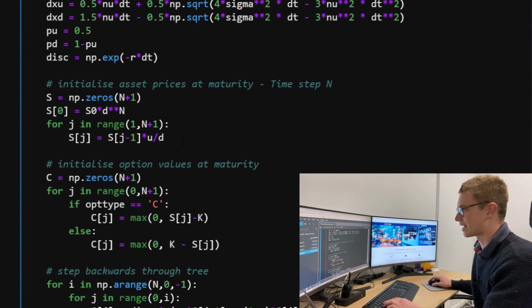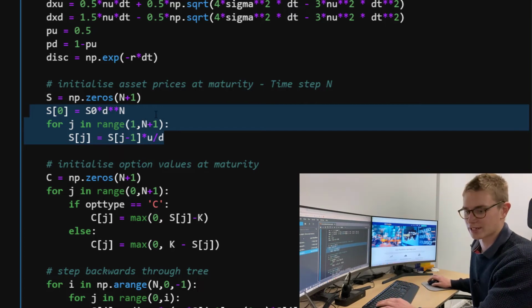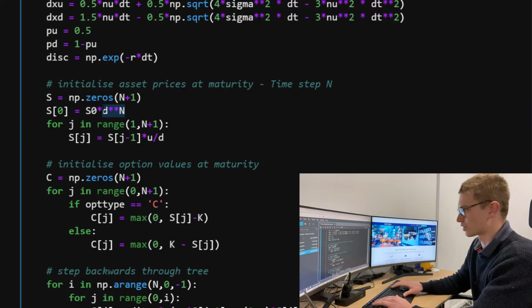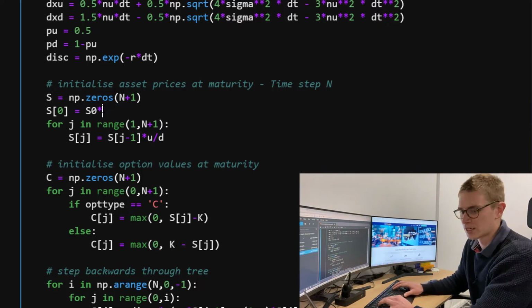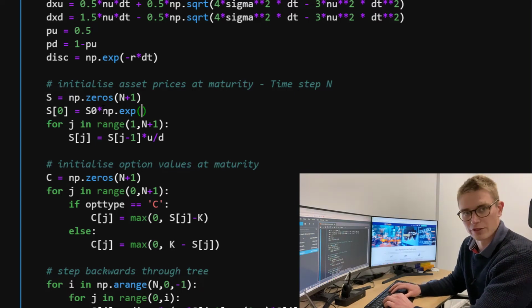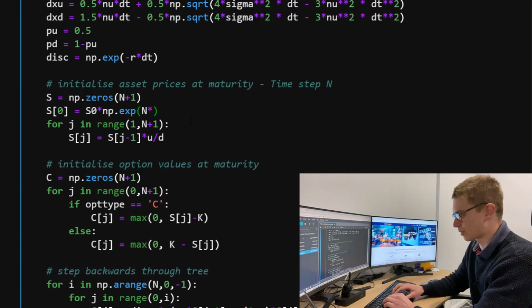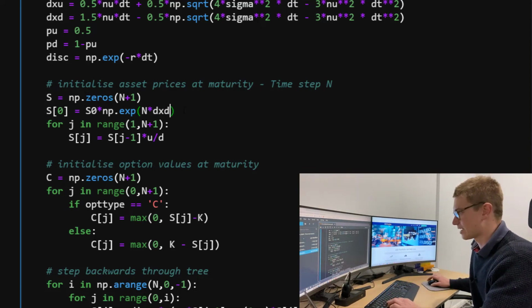So now the initialization of the stock prices slightly changes. Because we have a different methodology of the tree, we're not using the down and up factors anymore. So we need to multiply this by the exponential of those factors. So it's n time steps times the amount of down steps we have, so that's dxd. So this will give us the very bottom of that final, the worst case of the price at the end of the time period.